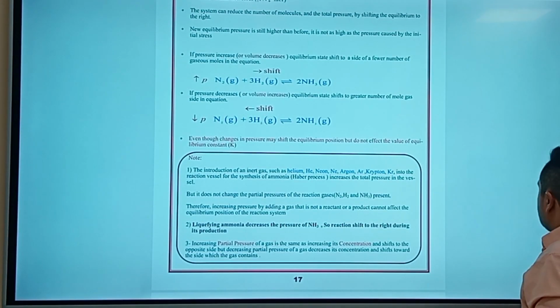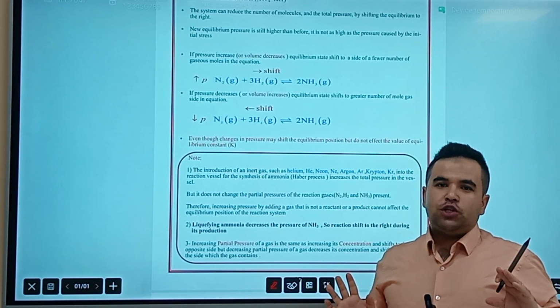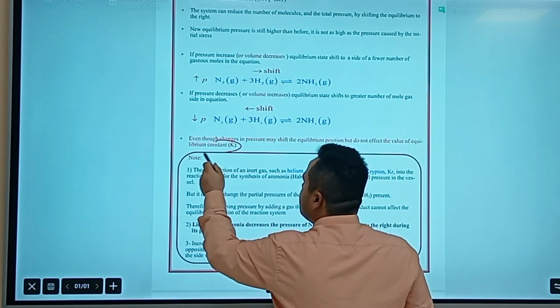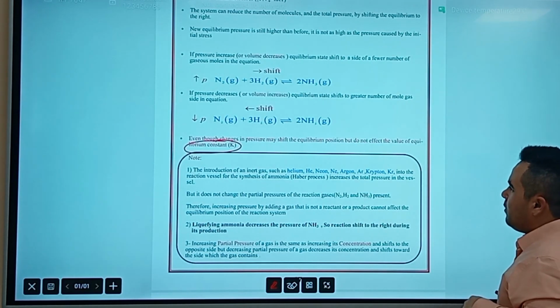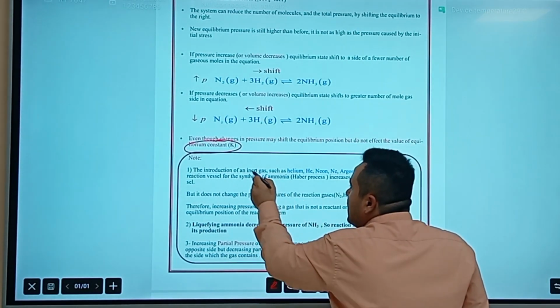But guys, changing the pressure of the system does not change the equilibrium constant. You have to know that the equilibrium constant changes only by temperature, not by pressure. We have some notes, guys.